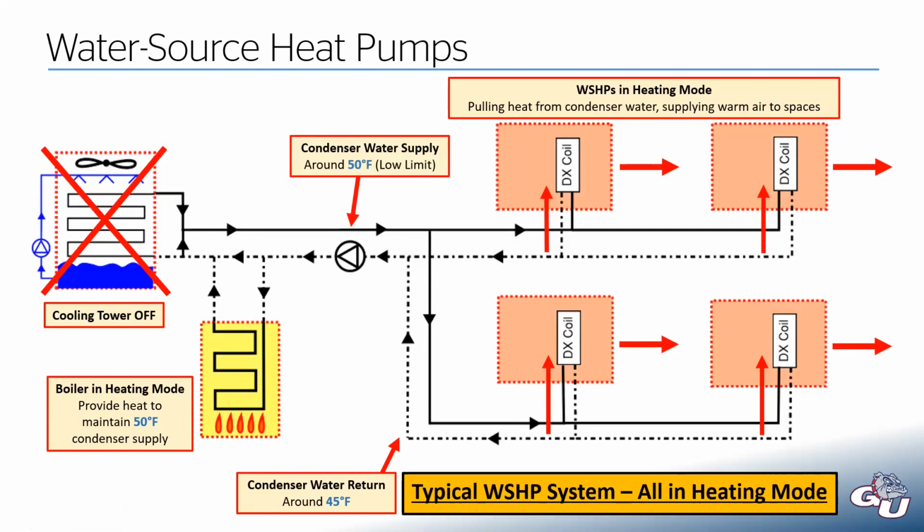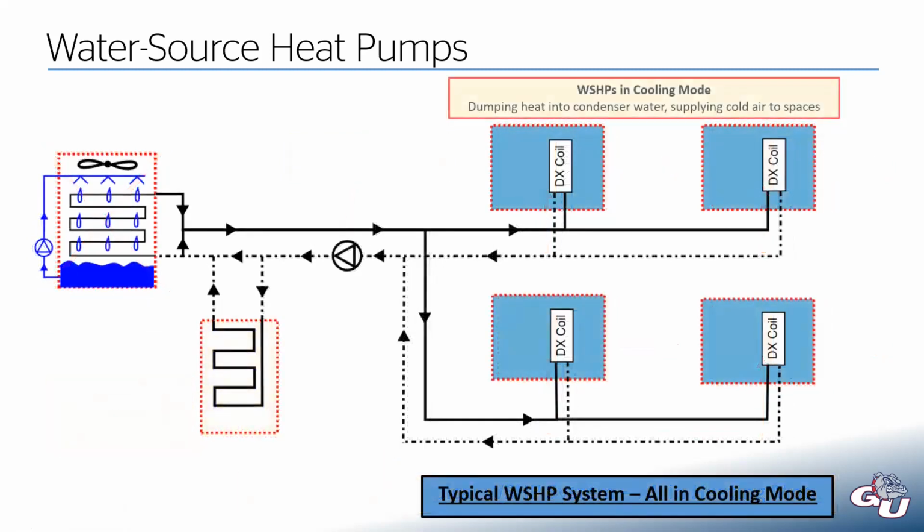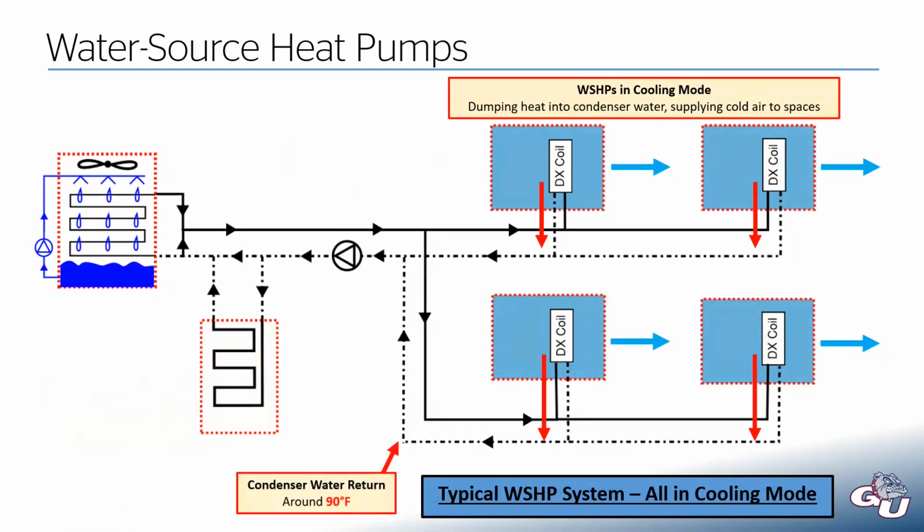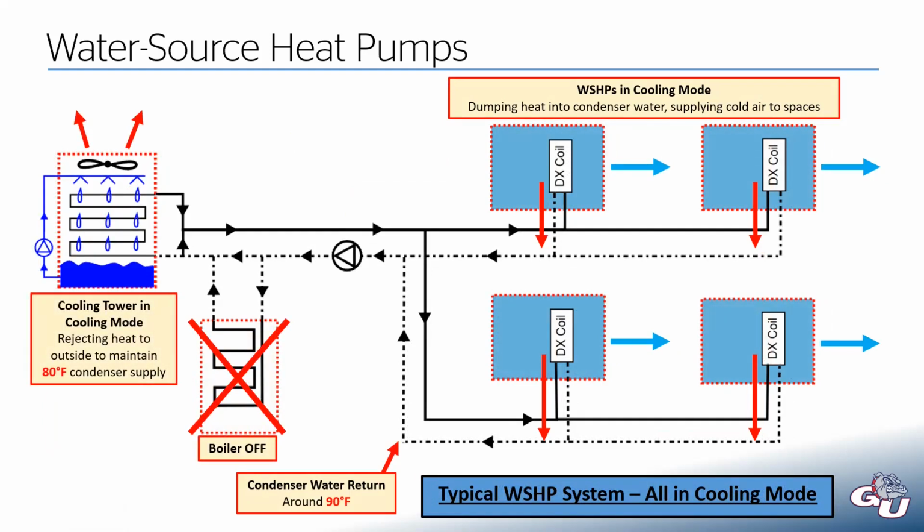And then we'll supply 50-degree water back to the heat pumps where the heat gets extracted again, and then it just continues that cycle. In cooling mode, if we have all of our units in cooling, they're all rejecting heat and then supplying cold air to the space. Our condenser water return, let's say that's around 90 degrees, so it's getting pretty warm. That's above our 80-degree limit. So in that case, we don't need our boiler, but we do need to turn on our cooling tower, which will then reject heat to the outside and then cool that water back down to 80 degrees and then send that back out to the heat pumps where the cycle starts over again. So those would be the extremes.